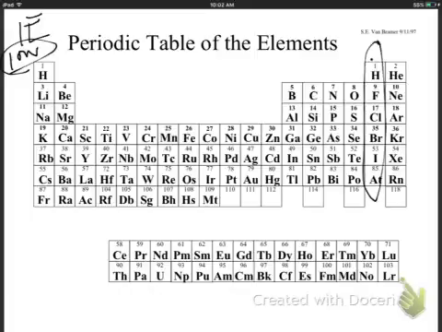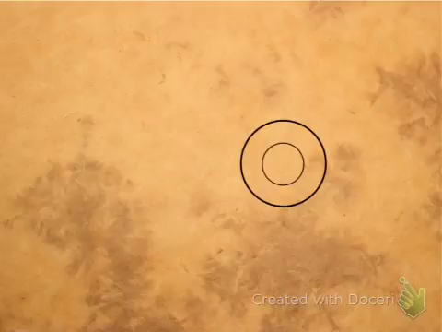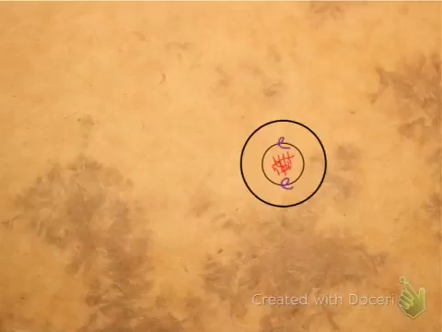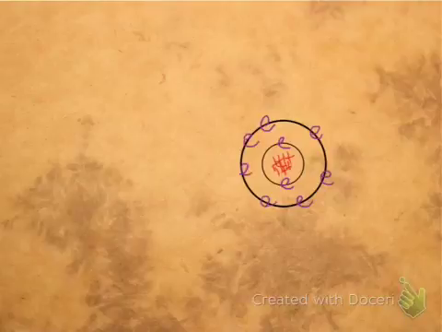Let's look at these guys. Fluorine has 9 protons, 1, 2, 3, 4, 5, 6, 7, 8, 9. I didn't draw them very well, but you get the picture. Fluorine has its 1s full. And then on the second energy level, it's got 2s2, 2p, 1, 2, 3, 4, 5.